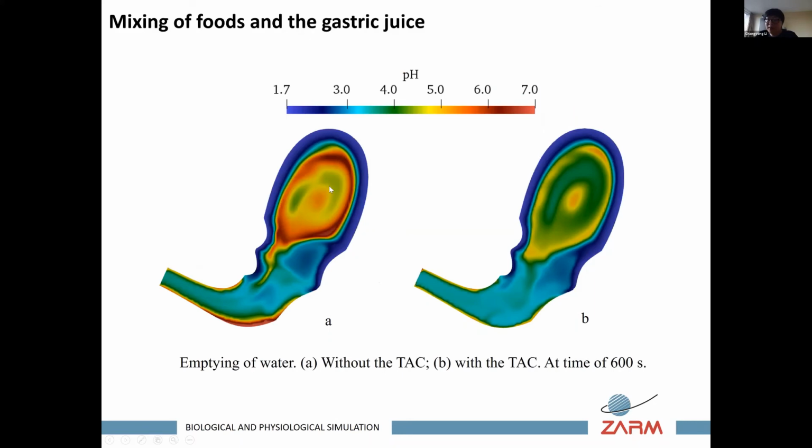Here we compare the mixing effects of TAC. The pH is more uniformly distributed when TAC is considered, showing that the TAC can enhance the mixing of the gastric juice. TAC can push back the hydrogen ions into the upper region of the stomach, which makes the pH lower. This is beneficial for the digestion.